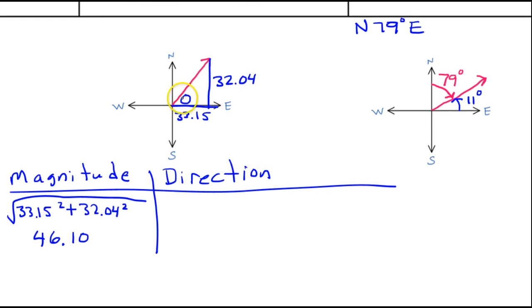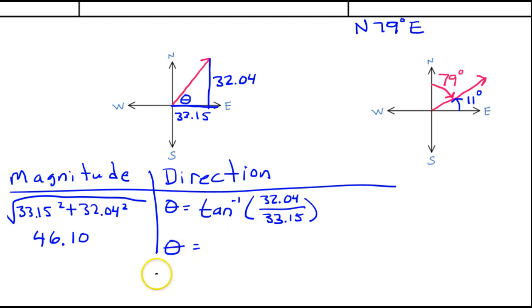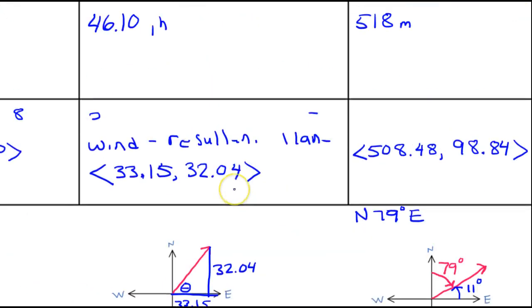So I can find this angle theta by using the tangent function. So theta will equal the inverse tangent of 32.04 over 33.15. So just put that in your calculator. That's 44.02 degrees for the direction.